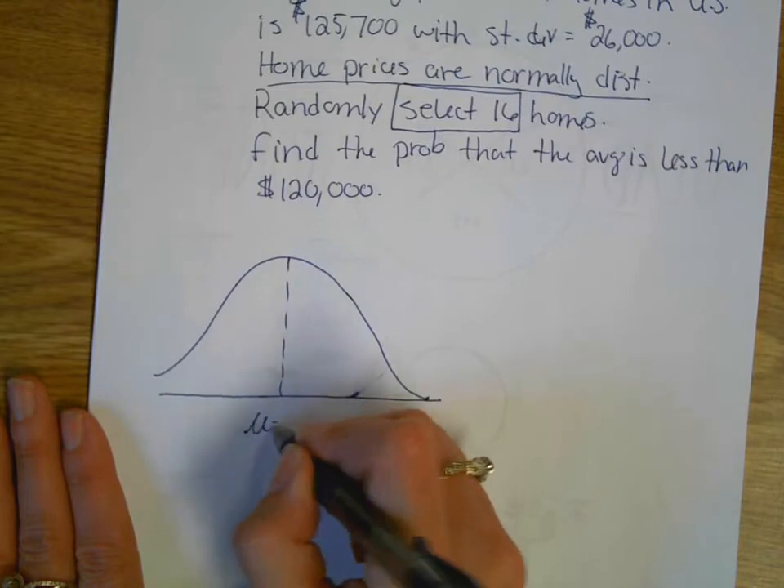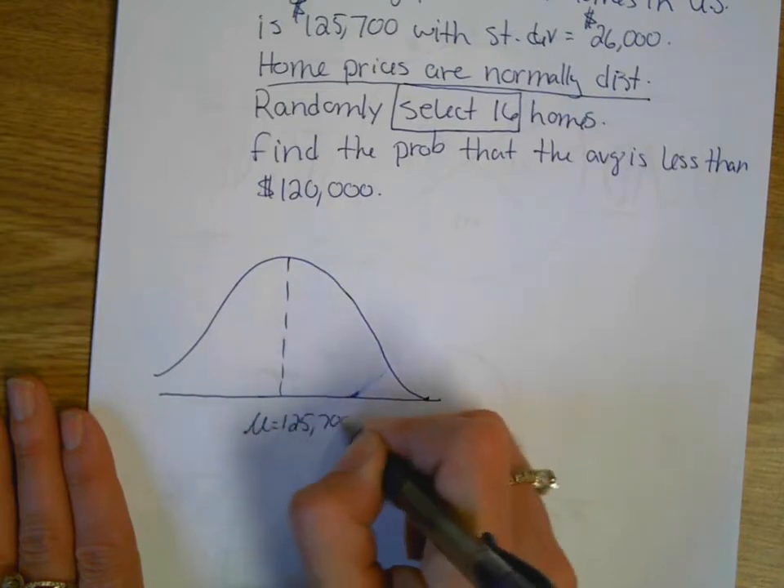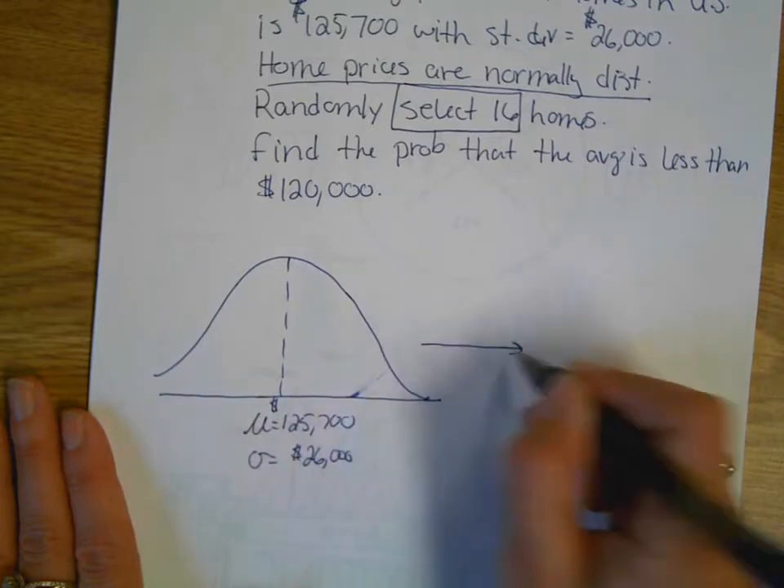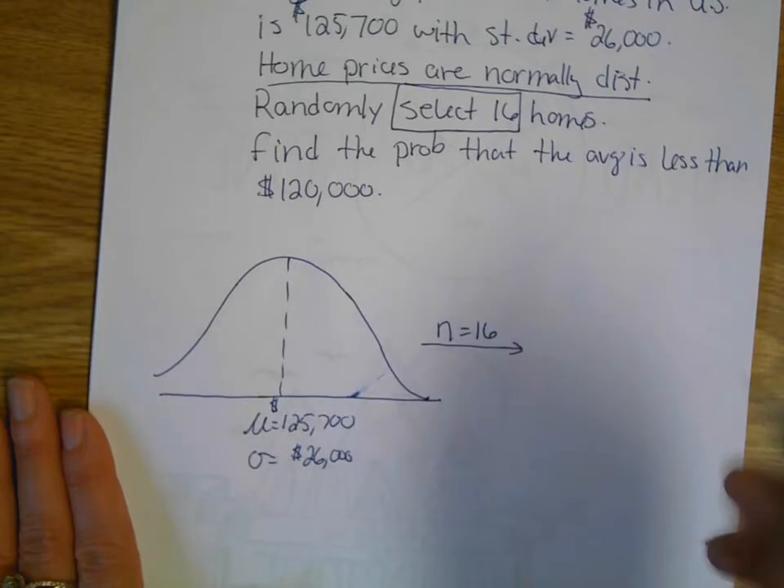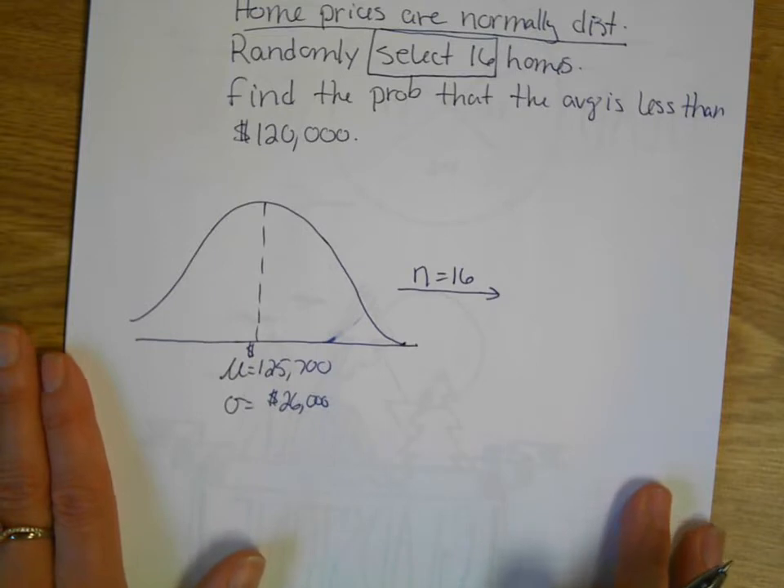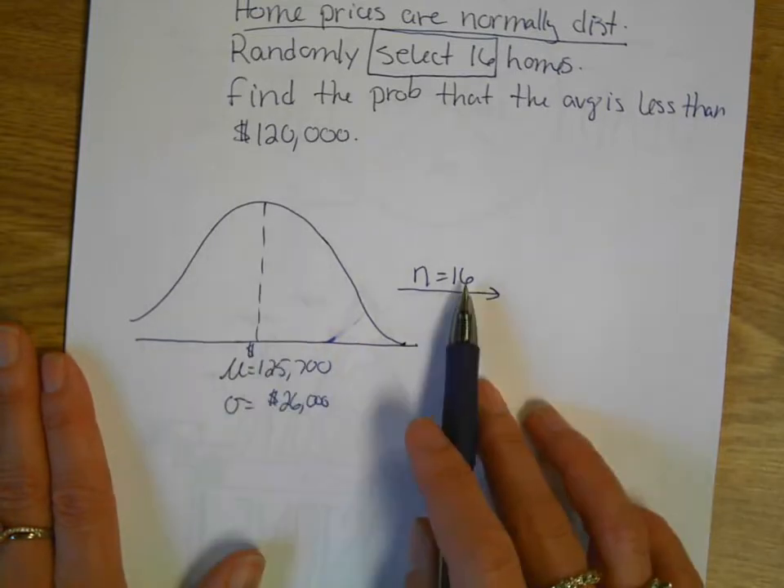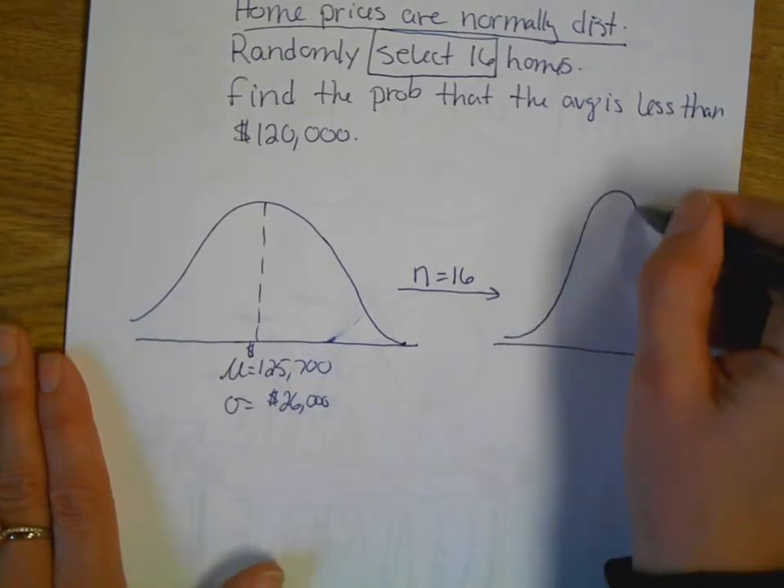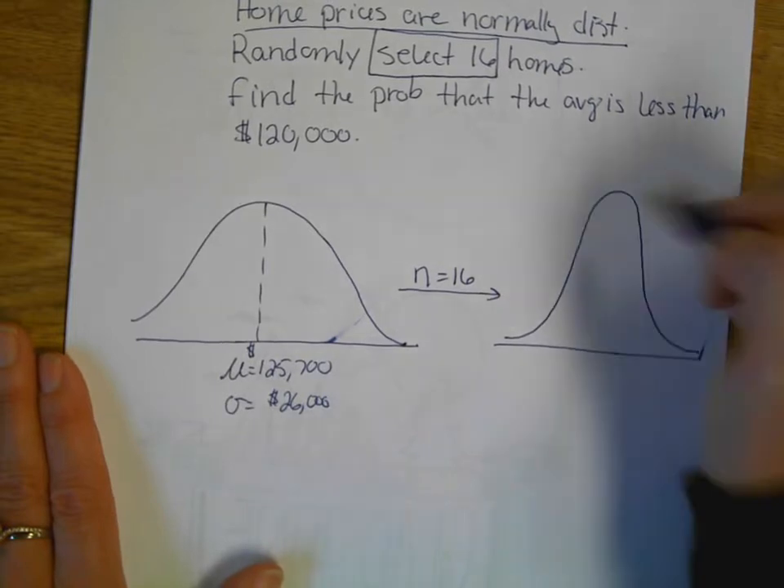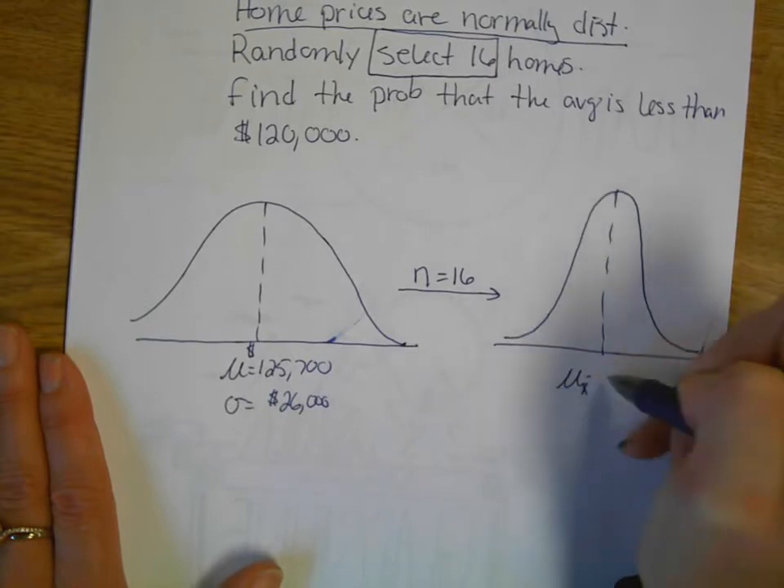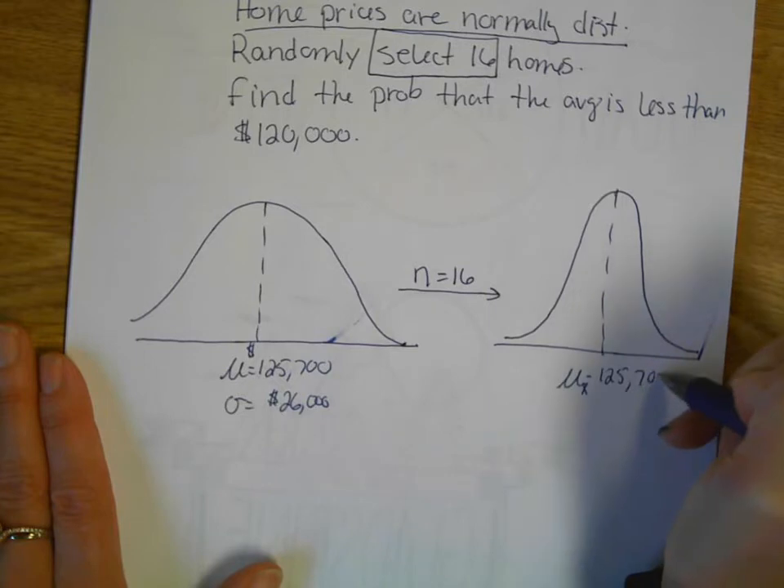The mean is 125,700. Standard deviation 26,000. Selecting samples of 16. That's under the magic number 30, but is it okay? Yes. From yesterday, we said if the population started out normal, you could pick some under 30 and still be normal, except the standard deviation does get smaller. The mean stays unchanged, 125,700.